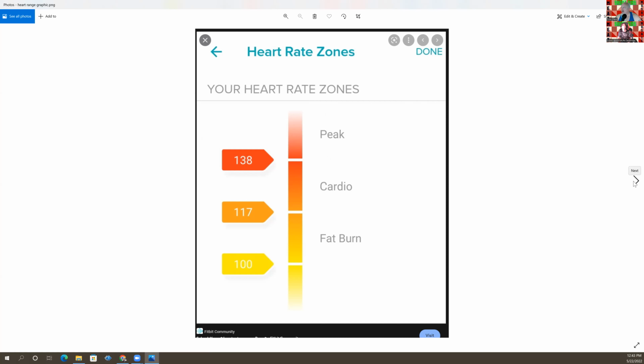And of course, once you have the feedback from the device, you can correlate that with how you feel and how well you recover and everything else.